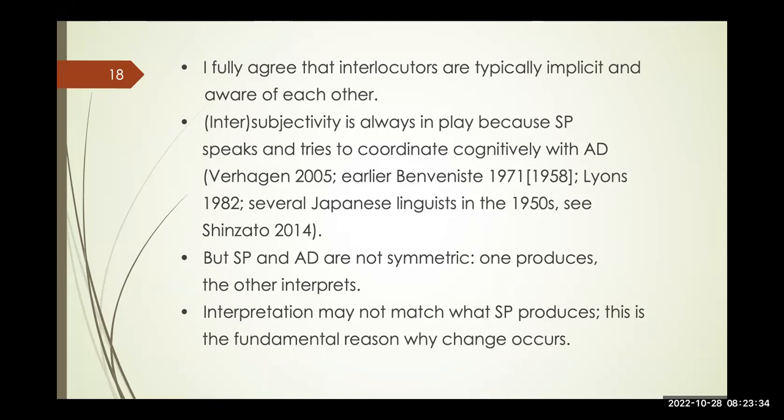Earlier, Benveniste in 1958 made the distinction between subjectivity and intersubjectivity that I think has been the basis of almost everybody's work in Europe and the US. Lyons, 1982, also talked about it. And I understand several Japanese linguists in the 1950s did too, but unfortunately, I don't read Japanese so I'm not familiar with their work. The point is that in the 1950s, a lot of people were thinking about subjectivity and intersubjectivity and trying to define them.